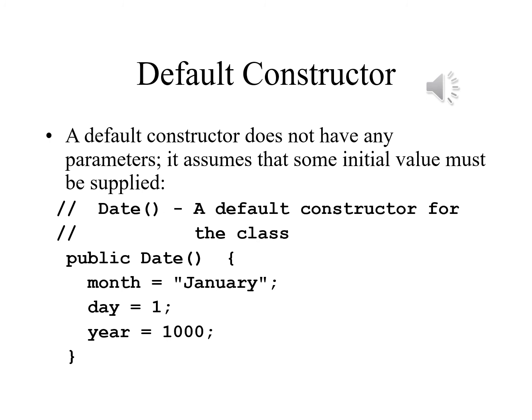A default constructor does not have any parameters. This very lack of parameters is why we call it in effect by default. It assumes that some initial value must be supplied. You can see in this example, Date, a default constructor for the class. Public Date: month equals January, day equals 1, year equals 1000.